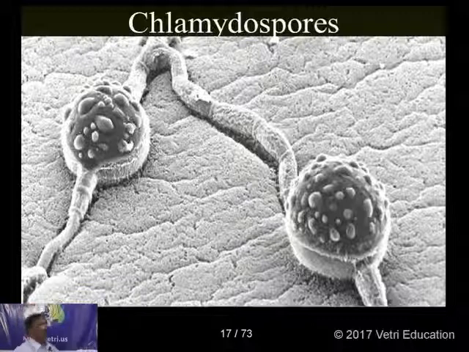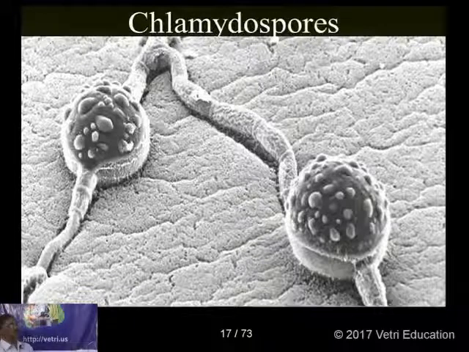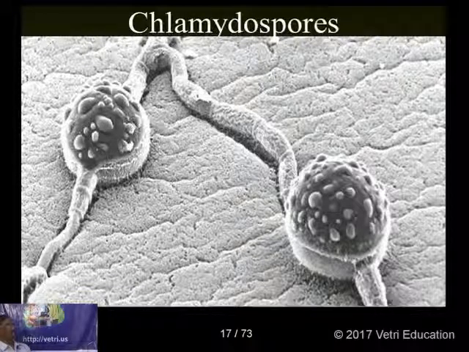So these are chlamydospores. You can see a bigger image. A chlamydospore: the cell breaks and rounds up into a chlamydospore. So after finding some rest, it will germinate into new mycelium.